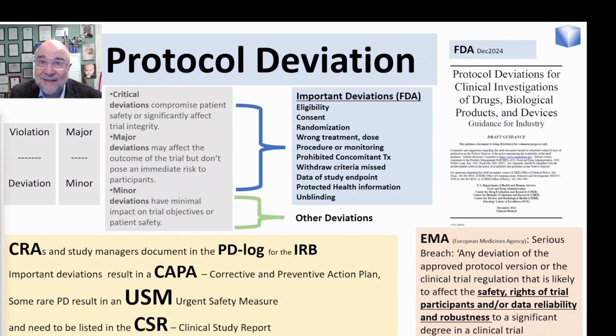Protected health information are things like name, date of birth. Anything that can identify the patient is typically protected and has to stay secret. Not even the sponsor typically knows who the patient is. And if that information leaks, that is a violation of the rights of the patient and an important deviation. And finally, unblinding is listed by the FDA.